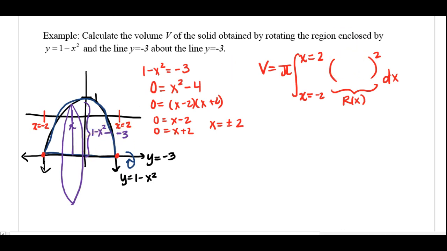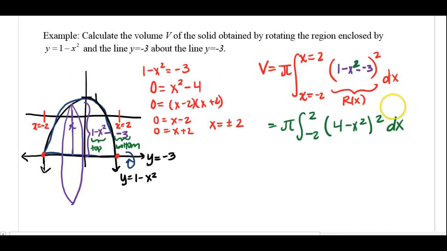So we can write it all out right here. 1 minus x squared minus -3. So this inside here is the radius of my cross section. So it's the radius of my circle. So found by doing top, this portion here, 1 minus x squared was the top, and then minus -3 was the bottom. So now I can do a little bit of simplifying. I can rewrite this as pi times the integral from -2 to 2. And then on the inside here, if I minus a negative it becomes a plus, so I can rewrite this as, this should have been a squared. So this should be 4 minus x squared, squared, dx.